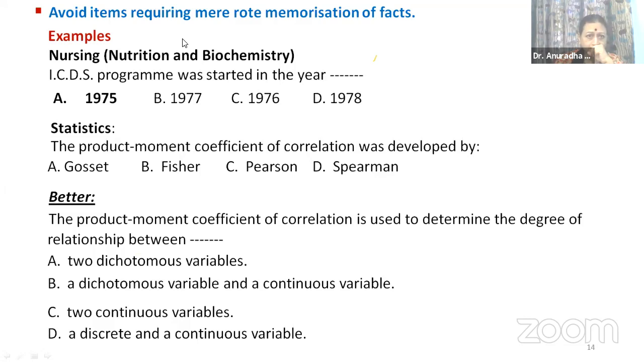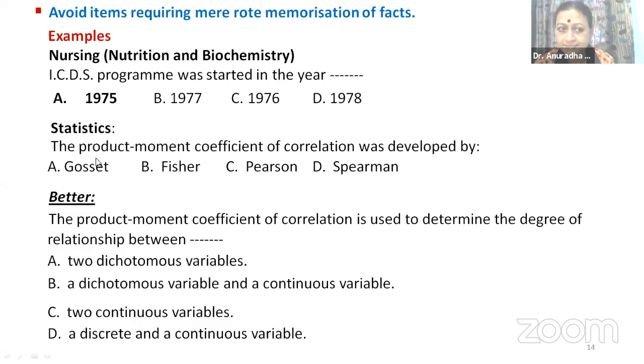Avoid items requiring mere rote memorization of facts. Now, rote memorization, learning by heart. For example, this ICDS program. Now, this Integrated Child Development Services program is one of the largest community-based programs that have ever come about. But what is the importance of this program? What was its contribution? What was its impact? Probably that is more important than remembering just the date.